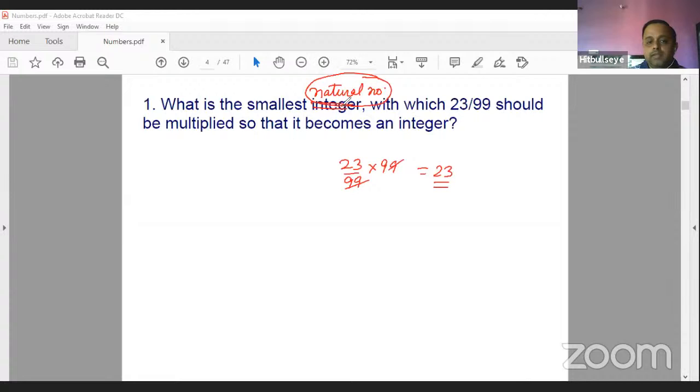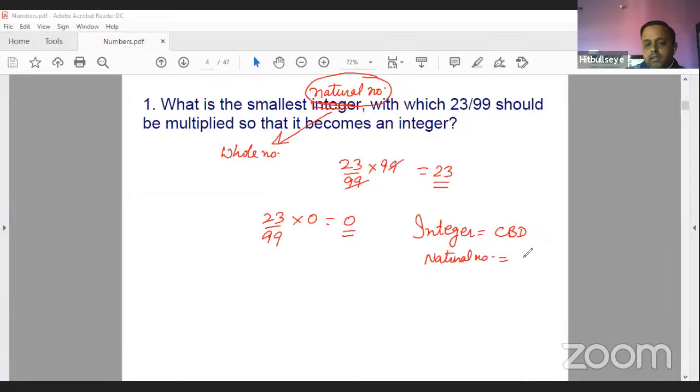And if I ask you, instead of natural number, the smallest whole number, in that case the answer would be 0, because the smallest whole number is 0, if you multiply it by 0, you will get 0, and 0 is an integer. So for the same question, if I use the category of numbers as integer, the answer will be cannot be determined. If I use natural numbers, the answer would be 99. If I use whole numbers, in that case the answer would be 0.